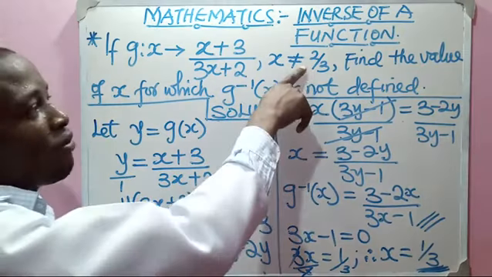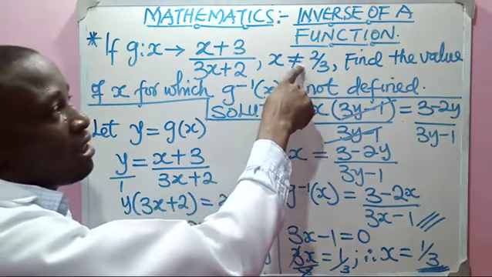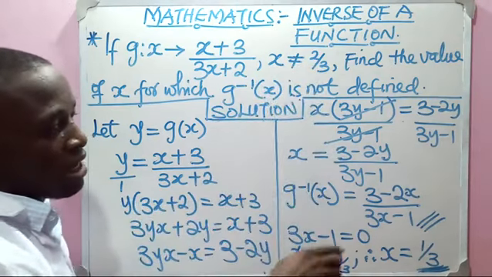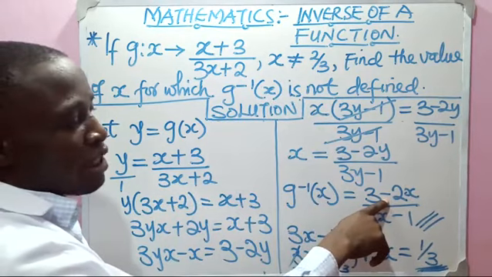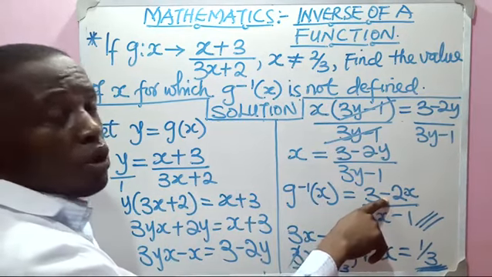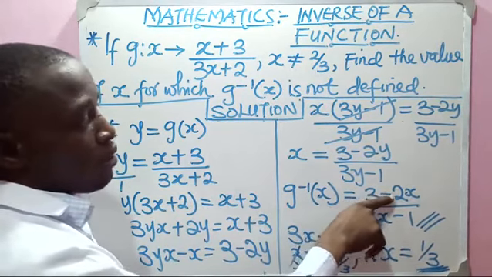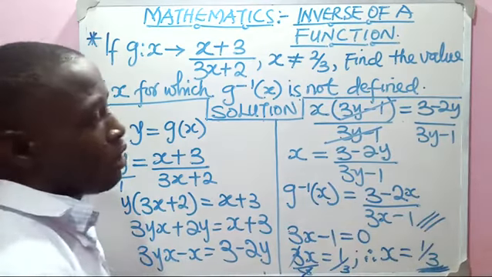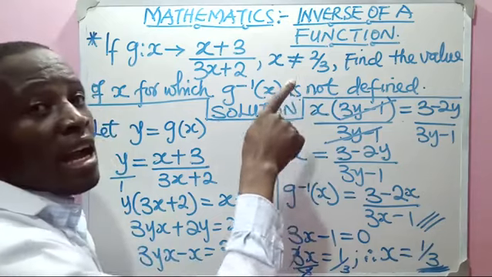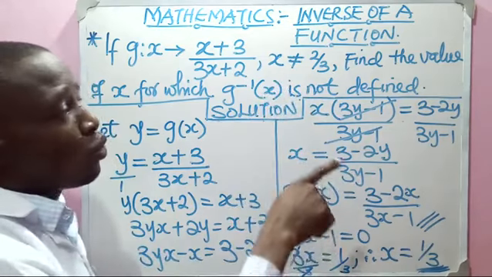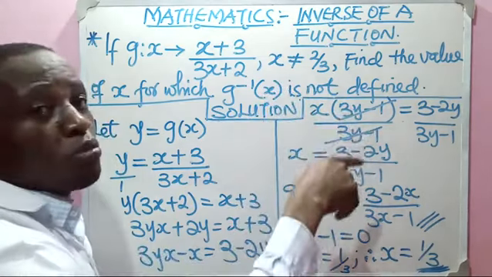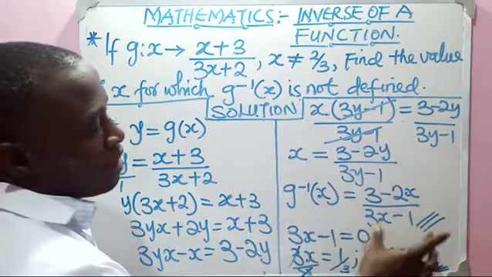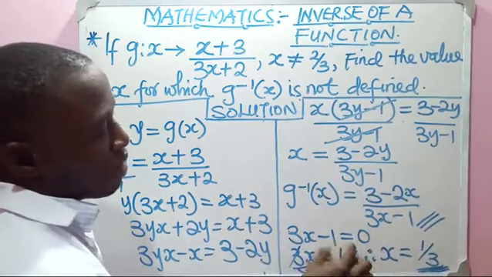But do not be deceived by this x is not equal to 2 over 3. What they mean is that for the numerator, which is 3 minus 2x, you cannot equate it to 0. So for any fraction to be undefined, it means the denominator must be equated to what?